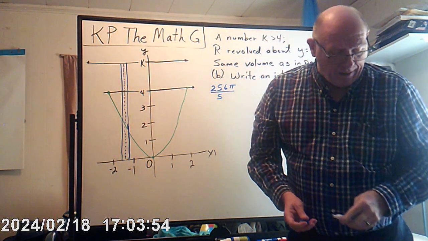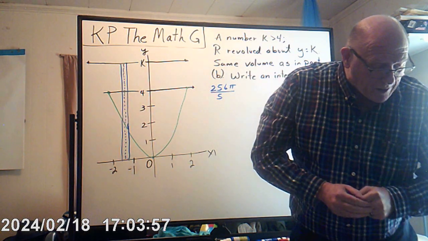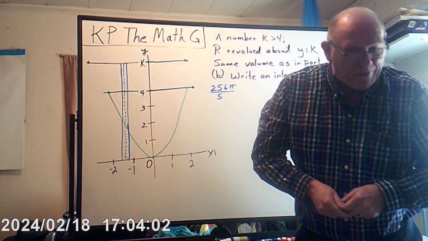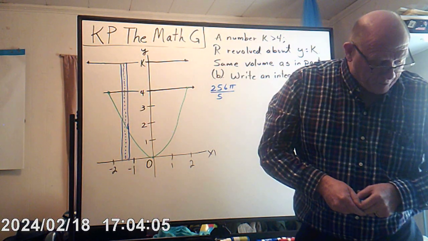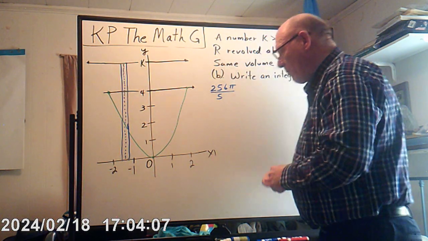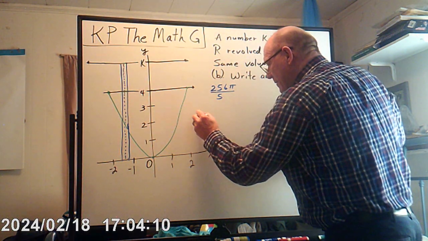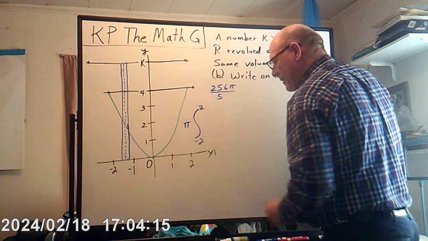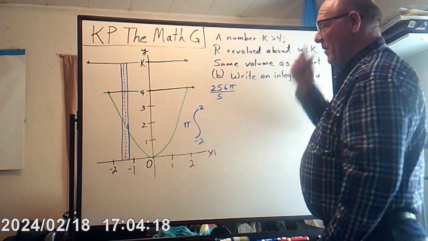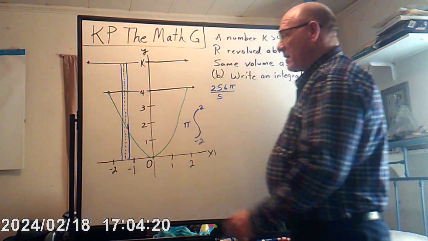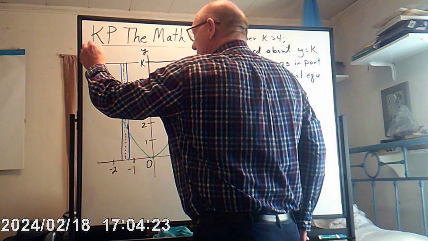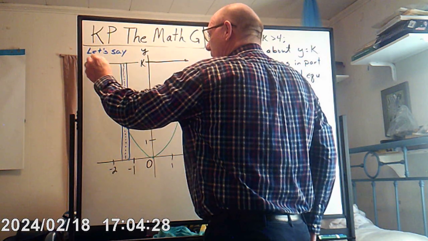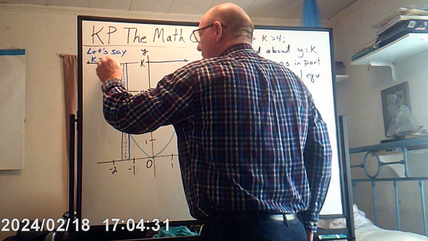Okay. It says write but do not solve an equation involving an integral expression that can be used to find the value of k. Well, we know this part is going to be from, we're going to have the pi here from -2 to 2. That's easy. Let's have fun with this. Let's say k is equal to 6 for the time being.